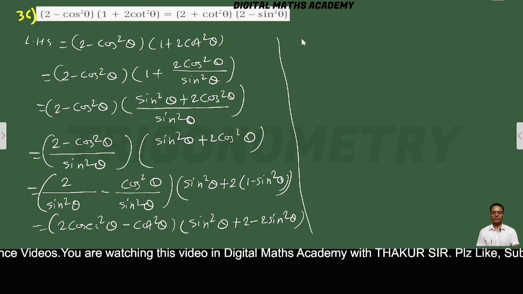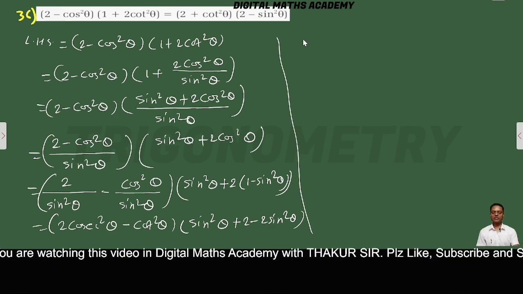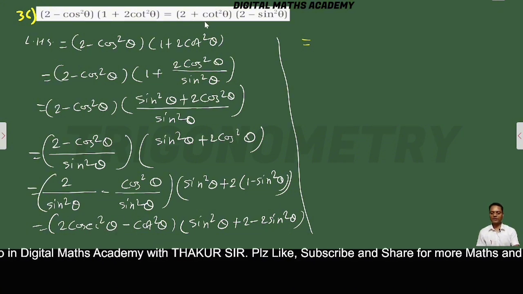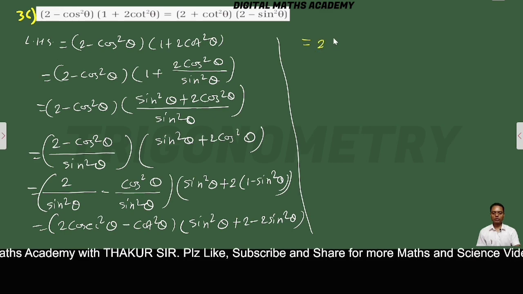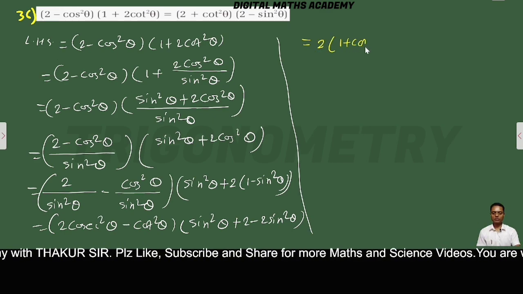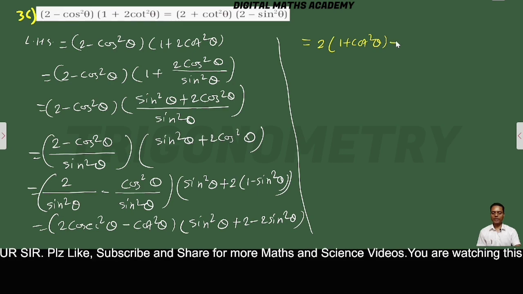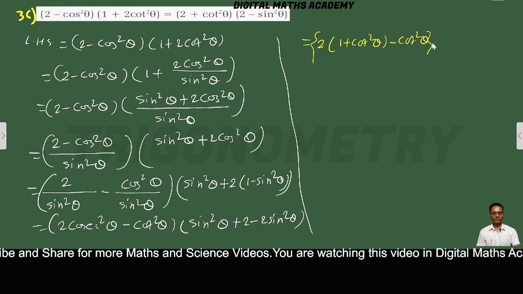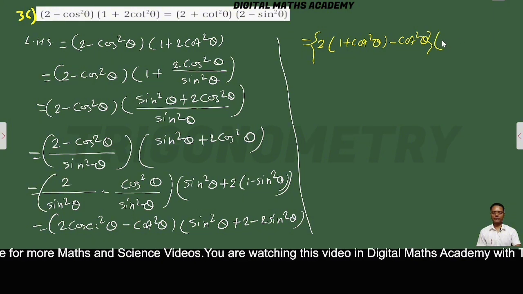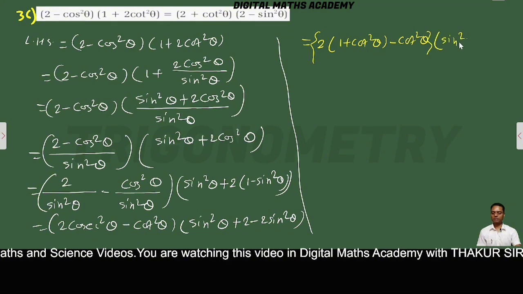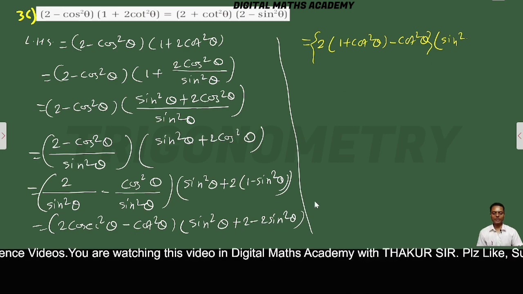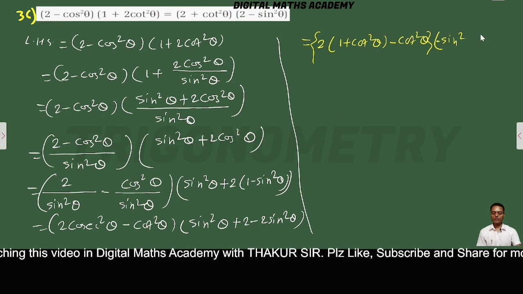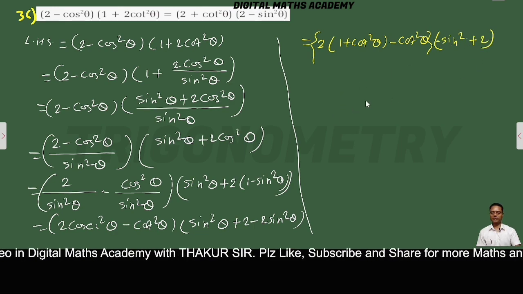Now we are going to simplify. So simplification is like this. So 2 cosec square theta, but we have only cot square at the left hand side, so change cosec square into cot square, that is 1 plus cot square theta, and then minus cot square theta, right? This is the first factor, and secondly we have here sin square theta minus 2 sin square theta, which means minus sin square theta, and then we have here plus 2, isn't it?